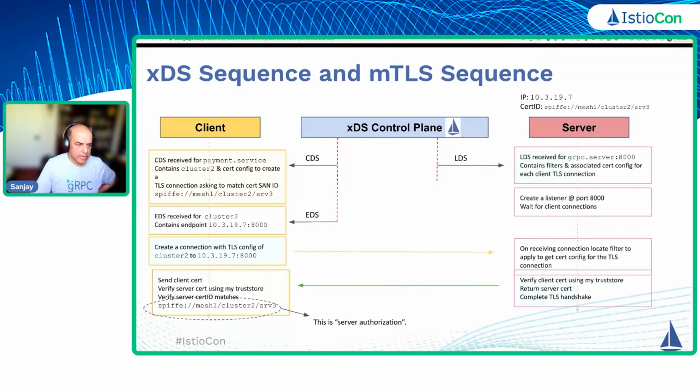So both the client and server receive the required configuration to set up an mTLS connection between them. Configurations such as certificates and keys, whether TLS or mTLS mode, and what server authorization info to use, etc., etc.